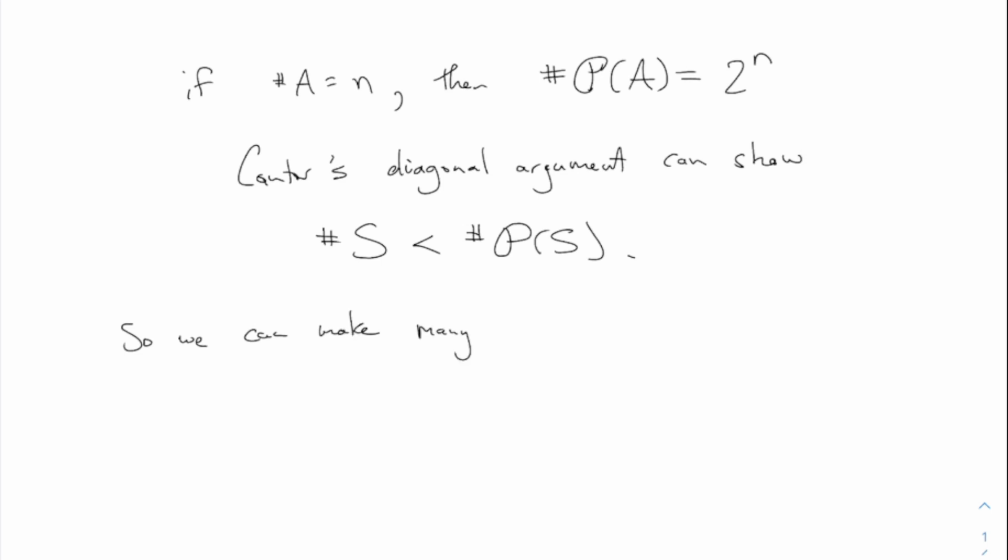And so we can make many large cardinalities, because you can start with the size of N. Well, how about we just start with the size of R? This is less than the size of the power set of R. So if you want an infinite set which is even bigger than R, you can take the power set of R.